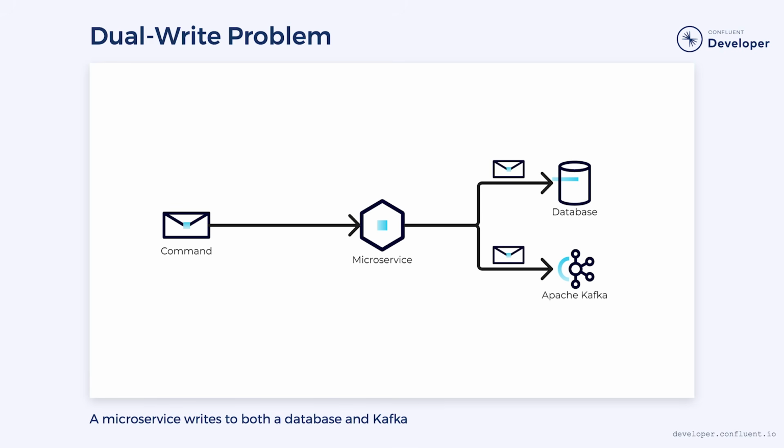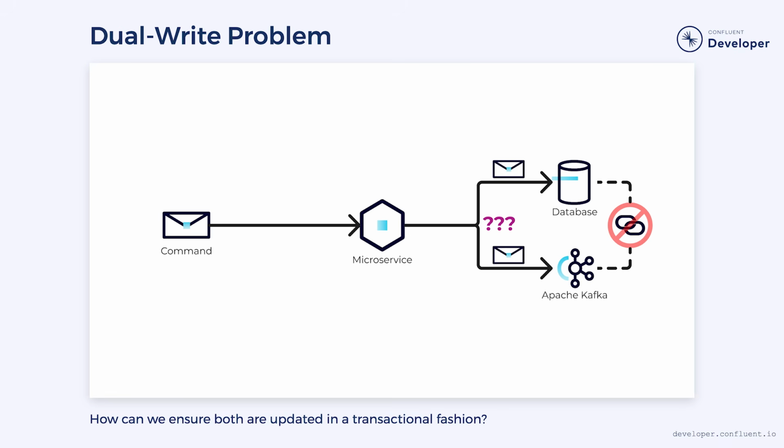The dual write problem occurs whenever we need to update two separate systems. For example, if we want to update the database and also write events to a separate system such as Apache Kafka. Because these two systems aren't linked, we have no way to update both in a transactional fashion. We need to find another way to ensure that either both get updated or neither does. This is where the Transactional Outbox pattern can help.